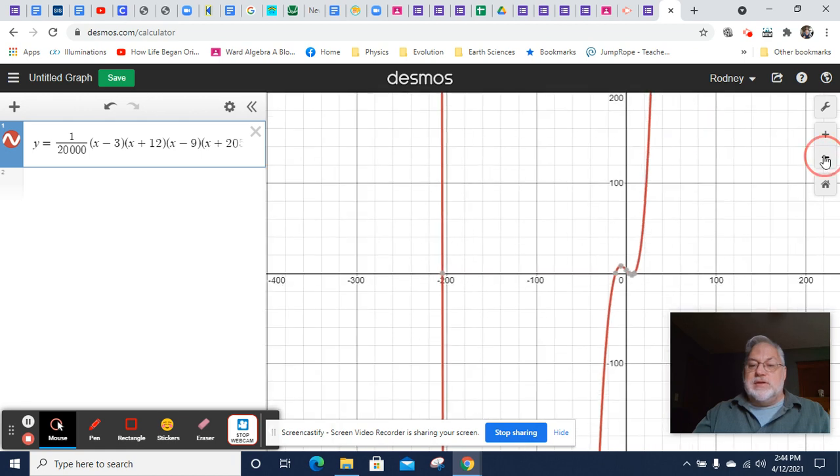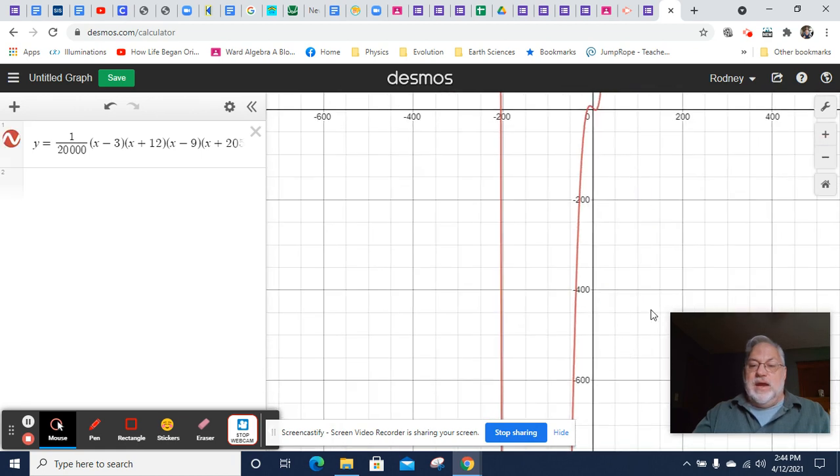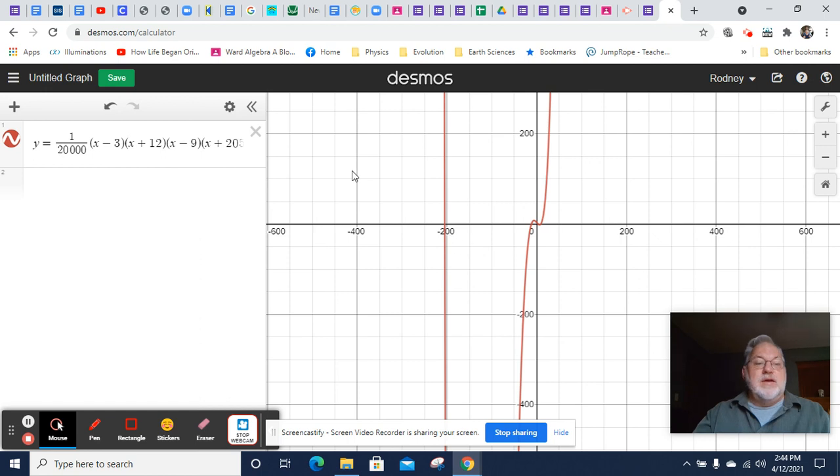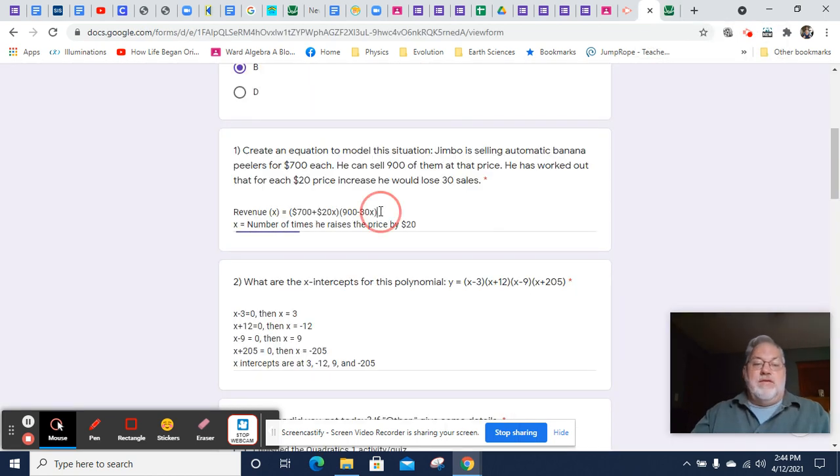I'll zoom out just a bit so you can see what this looks like. It goes way down there, probably because I've got a 205 in the mix. Let's take a look at our revenue equation. So here we have the revenue equation.